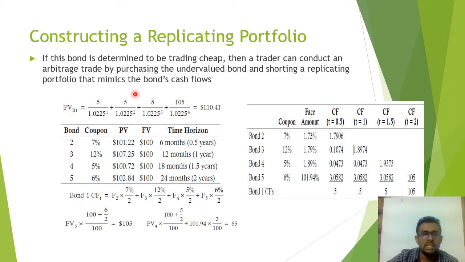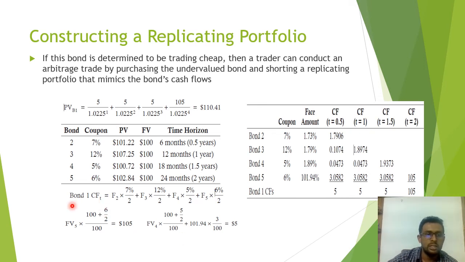If you take the cash flows, the value of the 2 year bond with a 5% coupon paid semi-annually at 4.5%, discounting it four times, would be $110.41. So for mimicking the portfolio, we'll be taking these four coupon bearing instruments, which will always be given. So if you take the 7% coupon instrument at 101.22, there are four instruments like this, and these are the instruments we are going to take.